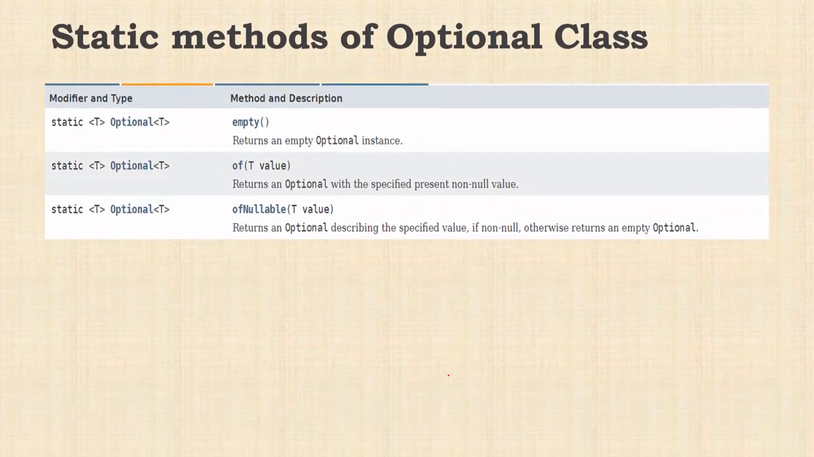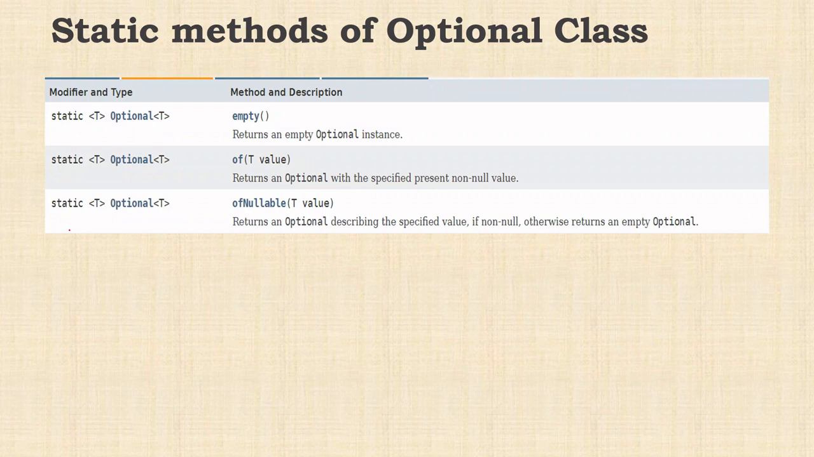Now we are going to see some methods available in the optional class. These are the three static methods: first empty, of, and ofNullable. Before, we saw ofNullable. If you are not sure, that means you may get an exception, then in this scenario you should use ofNullable. If you are sure that you will not get any exception, then you can use of.